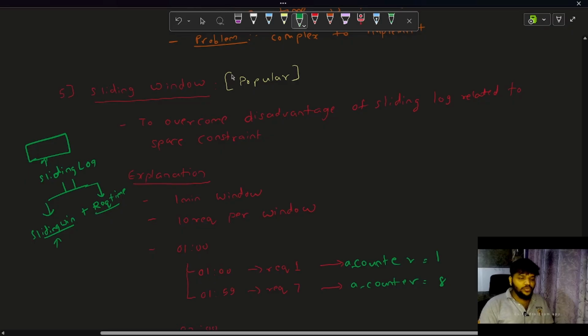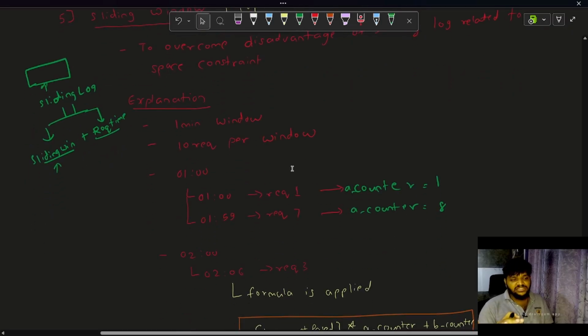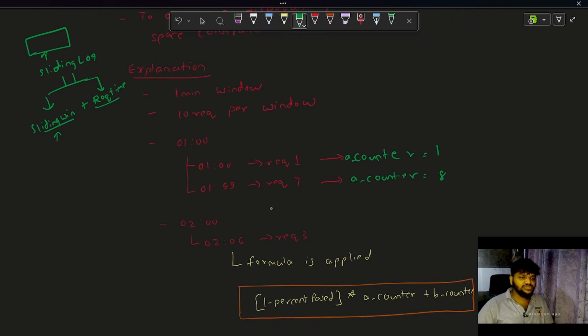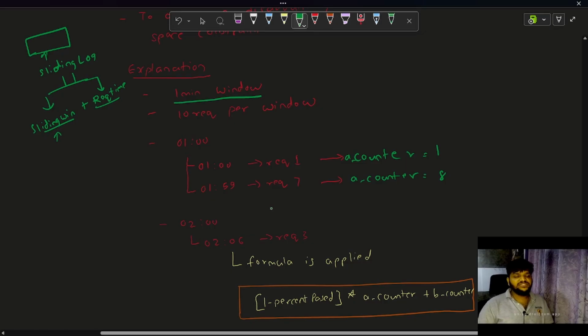So now let's go into an explanation. In my opinion, I felt it to be a bit trickier for people to understand. So go through this explanation one more time after my initial explanation to understand this in a much better sense. So let's say a 1 minute window time frame is there. In sliding log, let's say it was 10 seconds. Here we are taking a 1 minute window. Again, it depends on application to application. Just for an example purpose, we are taking this. 1 minute window, 10 requests per window. Means 10 requests per minute is what we are going to entertain.